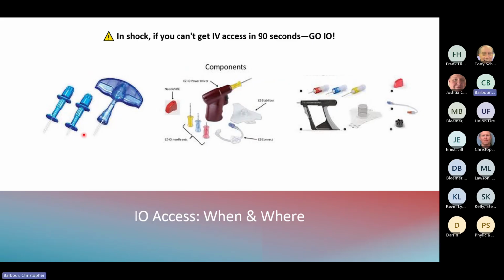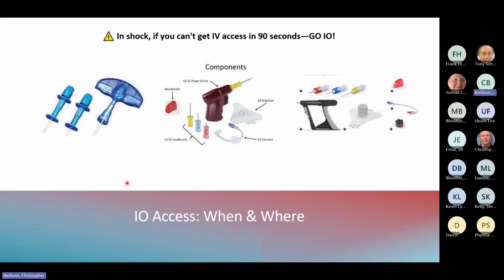So for those of us that are remembering the older way of doing an IO, if you can't get an IV in 90 seconds, or if you can't get it in 2 attempts, you should be moving on to the IO. Multiple hospitals that I've worked in, when it comes to starting an IV on a kid, they will stick these kids 5 or 6 times before somebody's willing to say, let's give them an IO.